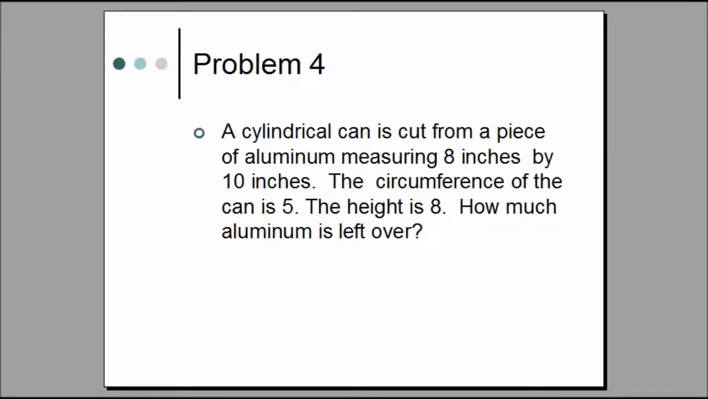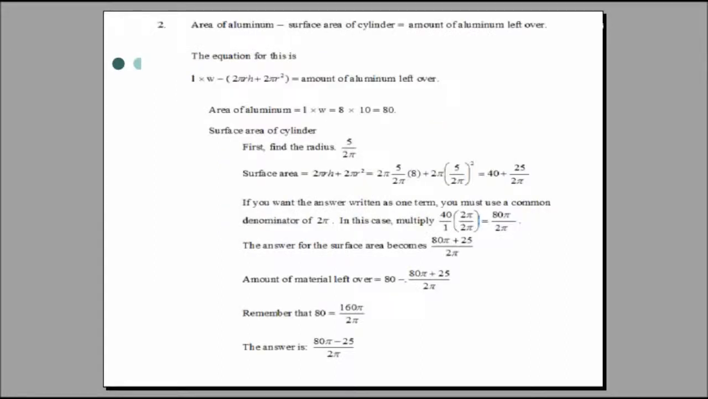Problem 4. A cylindrical can is cut from a piece of aluminum measuring 8 inches by 10 inches. The circumference of the can is 5, the height is 8. How much aluminum is left over? This work is lengthy, but remember what you want to do is take the original area of the aluminum rectangle and subtract the surface area of the cylinder to get the amount of aluminum left over. The equation for this is length times width for the area of the rectangle minus, in parentheses, 2 pi rh plus 2 pi r squared.